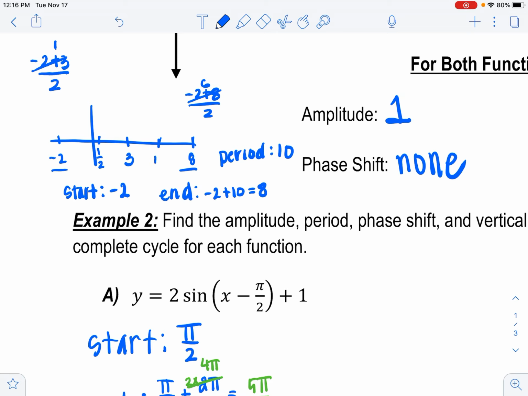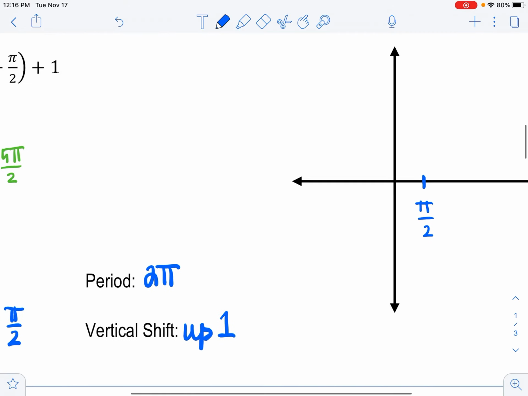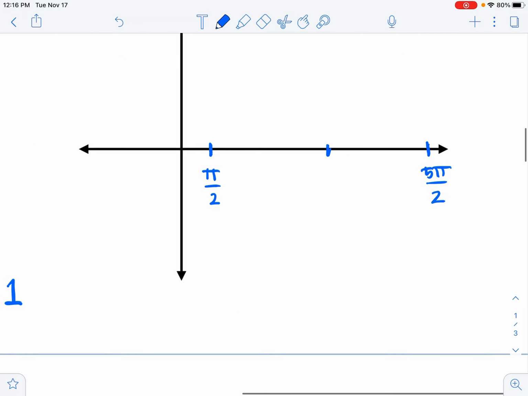If I don't know what's directly in between 3 and 8, I can add 3 plus 8, which is 11, and divide it by 2. So 11/2 is right in the middle, or 5.5. Okay? That's a way of getting it, just so you realize that.